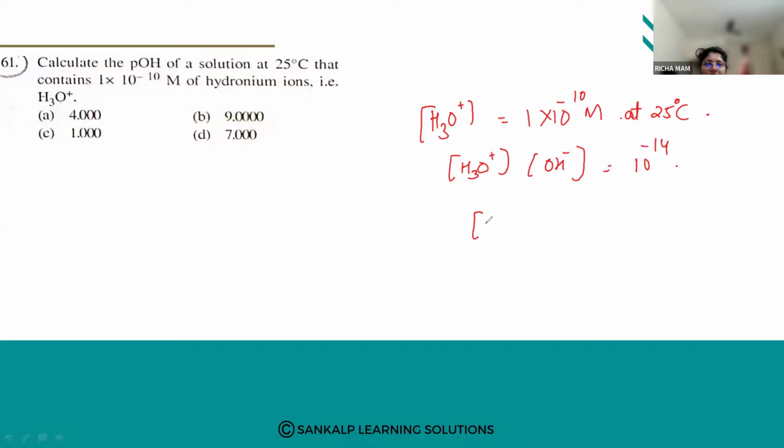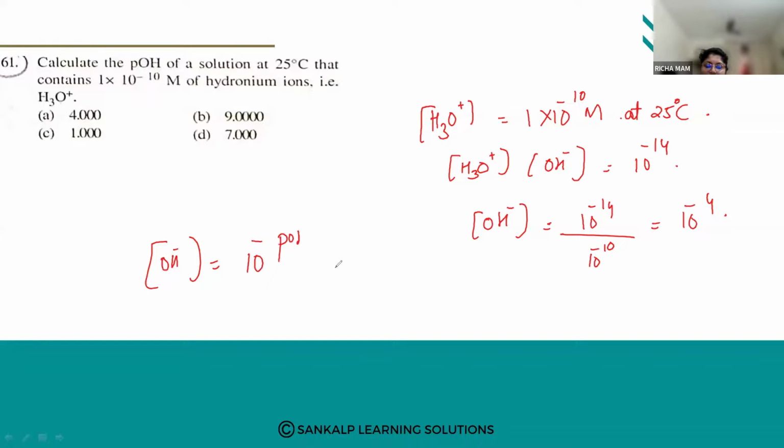So what do we have to find? We have to calculate the OH. So OH is equal to 10 raised to minus 14 divided by 10 raised to minus 10, that is 10 raised to minus 4. Now we know that OH minus is equal to 10 raised to minus pOH, that is 10 raised to minus 4, so pOH is equal to 4. So option number A.